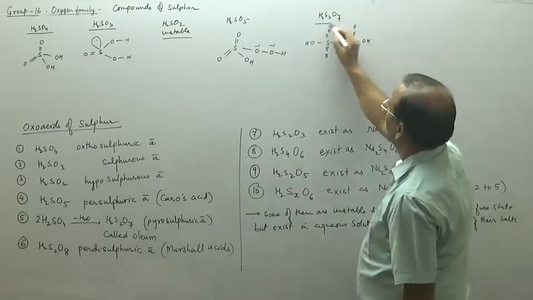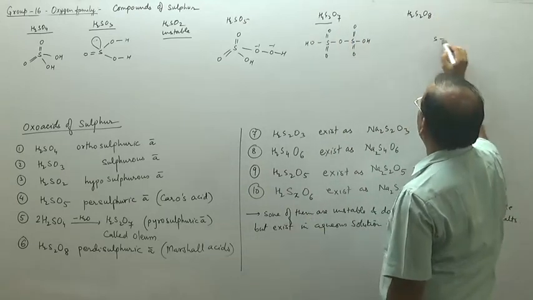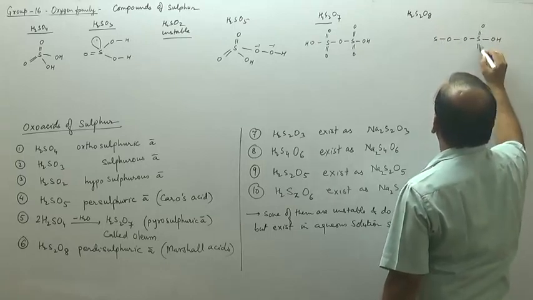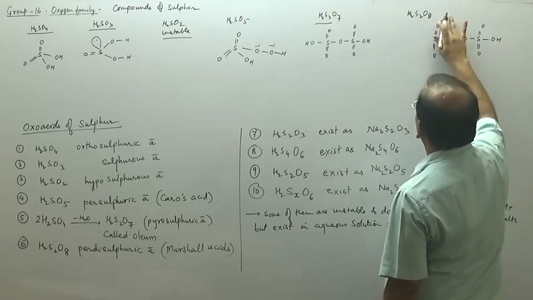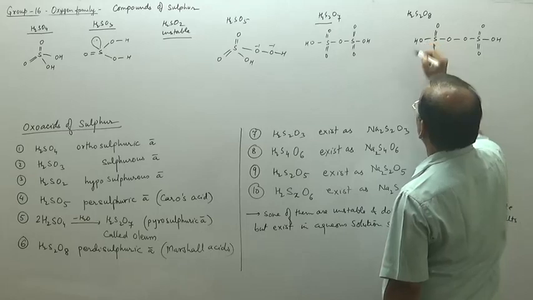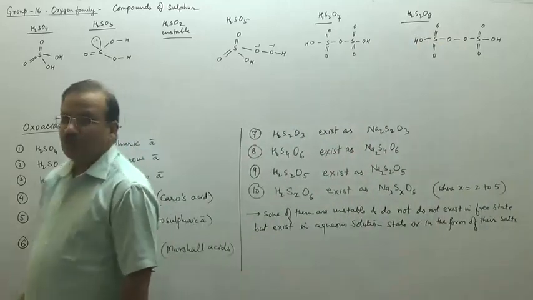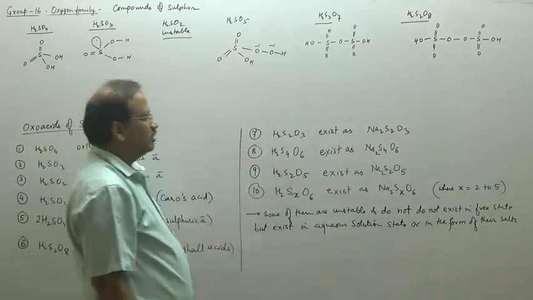Now, if we write H2S2O8, there will be a peroxide bond between those sulfur atoms. So I've got the structure like this. This is the structure of Marshall's acid. So this is how we can write the structure of these acids. Now if I write for this, we know how the structure is.